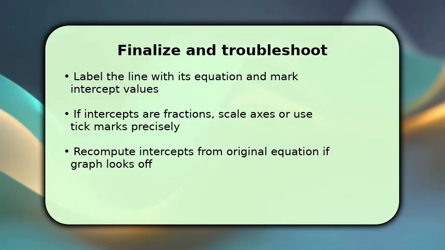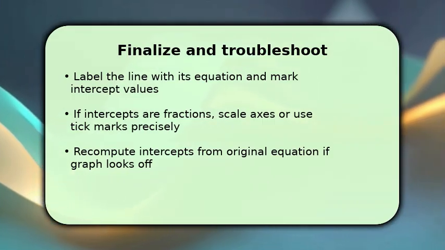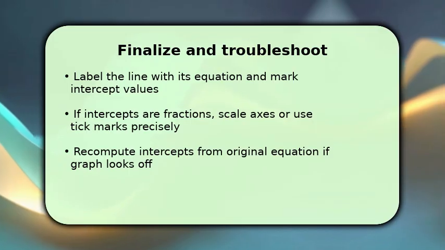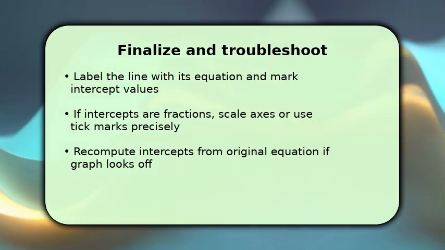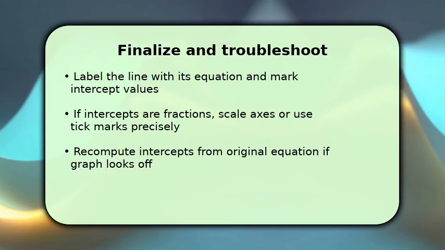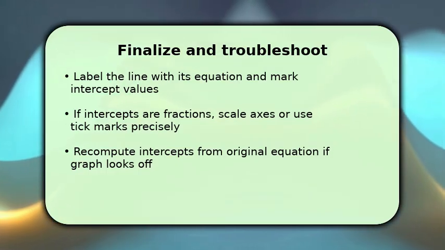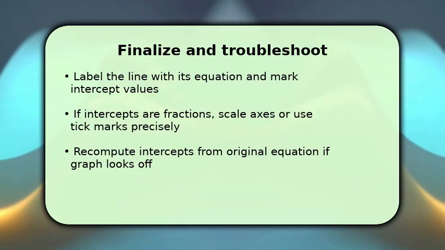This prevents visual errors. If the drawn line doesn't align with expected points, recompute each intercept by substituting zeros back into the original equation to catch algebra mistakes. This quick check resolves most errors.